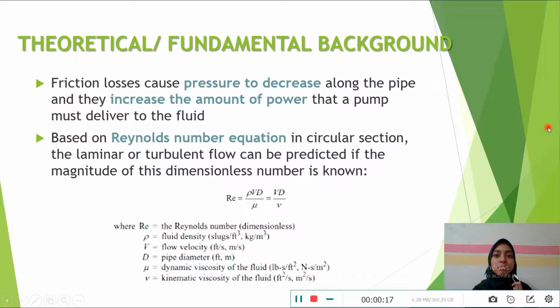Theoretical or fundamental background: friction losses cause pressure to decrease along the pipe, and they increase the amount of power that the pump must deliver to the fluid. Based on the Reynolds number equation in circular section, laminar or turbulent flow can be predicted if the magnitude of this dimensionless number is known. So here is the Reynolds number equation.